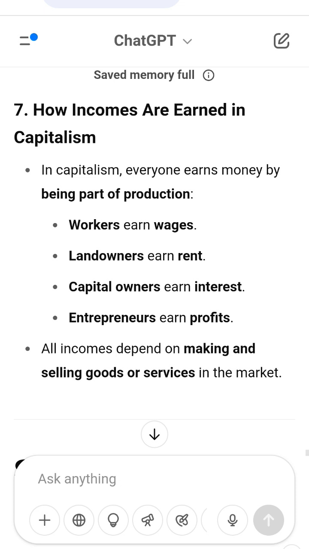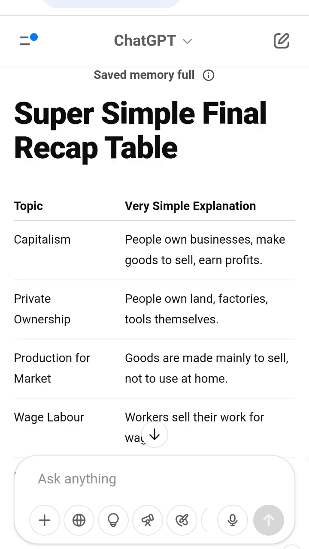Would you also like me to create a mind map or flowchart of this? It will help you remember everything even faster. Want me to?